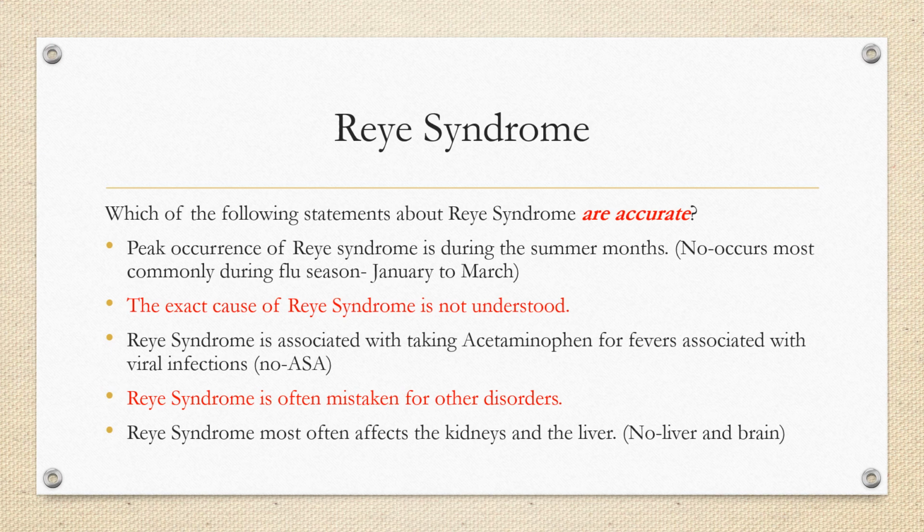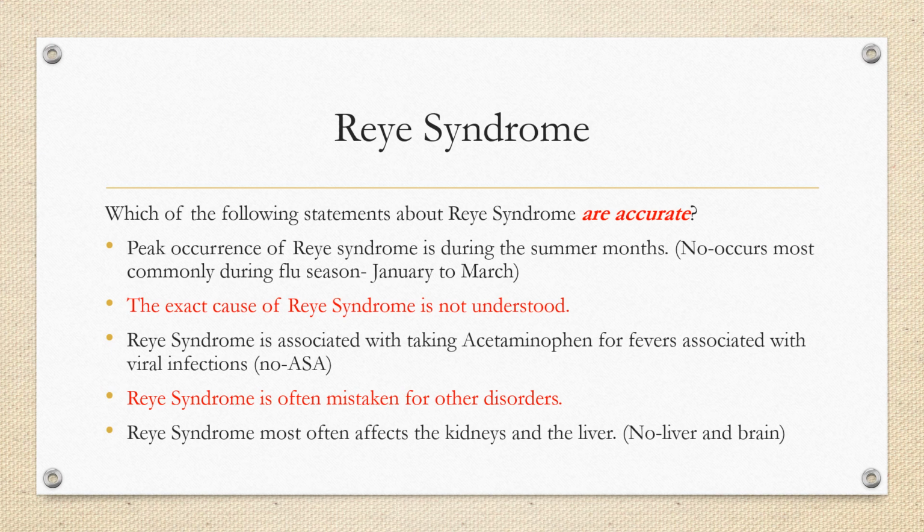Peak occurrence of Reye syndrome is during the summer months. No, that's not accurate because it occurs most commonly during the flu season, which is January to March. The exact cause of Reye syndrome is not understood. We don't always know what causes it, but we have some ideas.